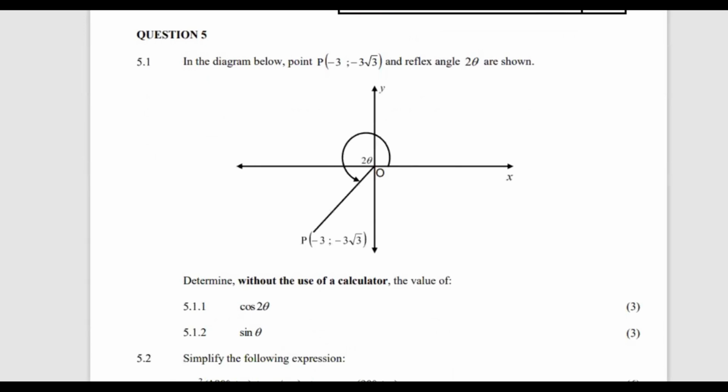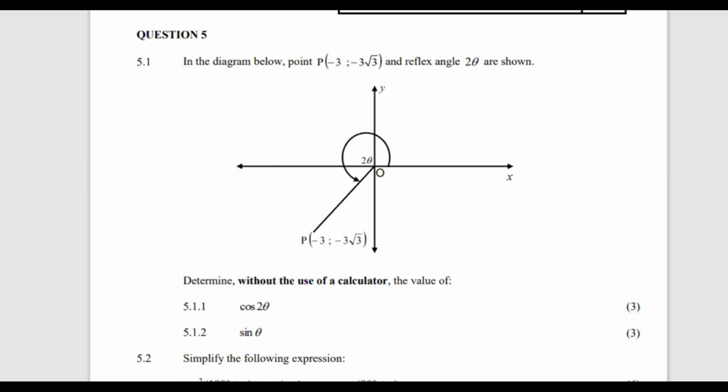Question 5. They're telling us that in the diagram below, point P is this and it's having a reflex angle, which is 2 theta, as shown in the diagram. And we can see that it is in quadrant number 3.